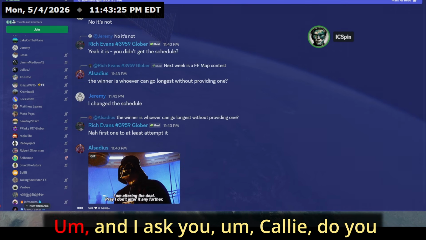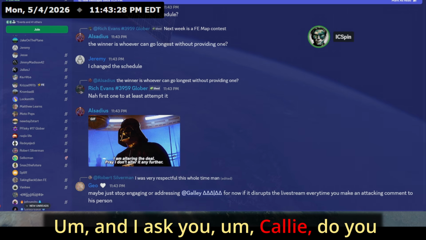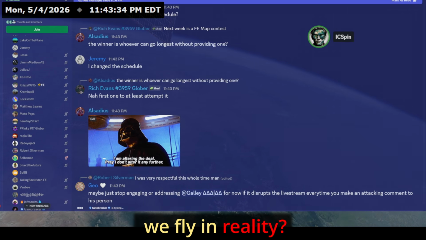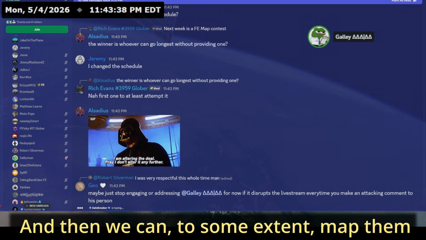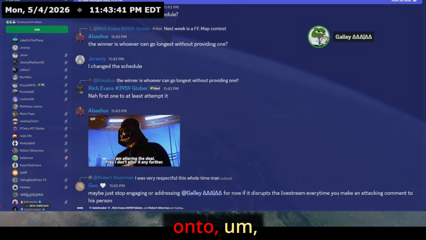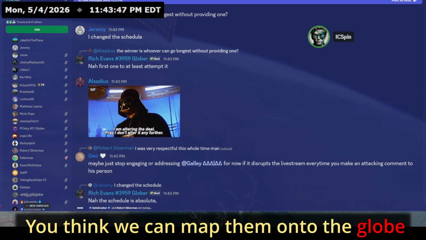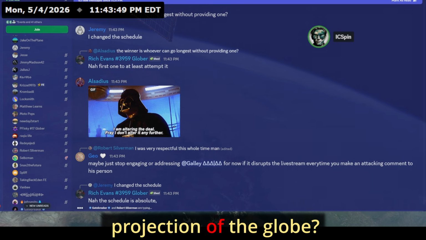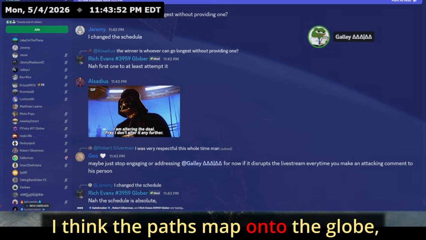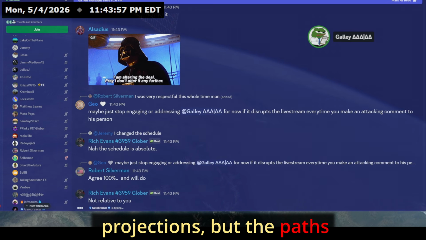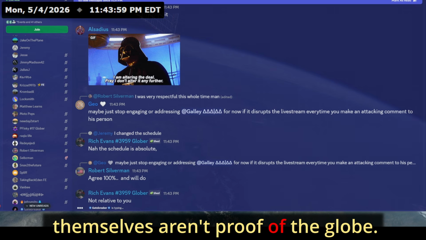I'll let you go. Can I ask you, Callie, do you think that we can actually determine the routes that we fly in reality? To some extent, and then we can, to some extent, map them onto different projections. Do you think we can map them onto the globe just as well as any projection of the globe? Yeah, I think the paths map onto the globe. They map onto different projections, but the paths themselves aren't proof of the globe.